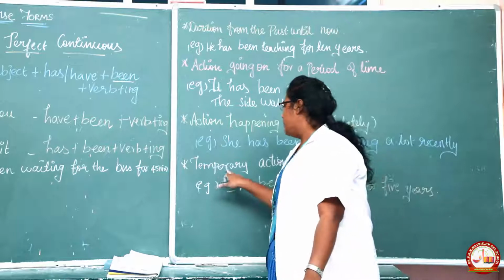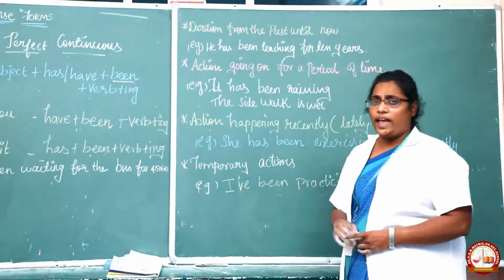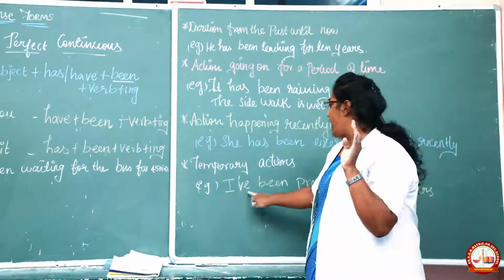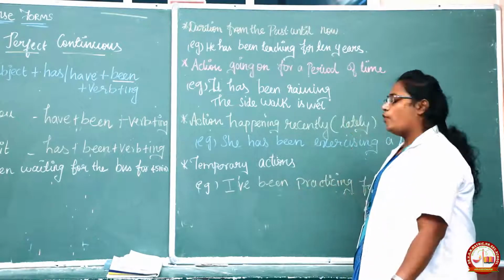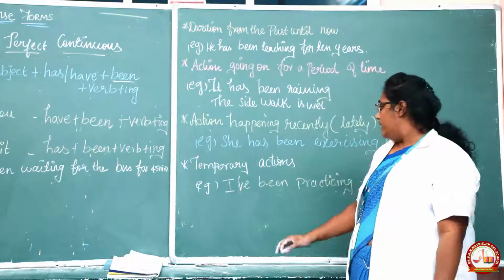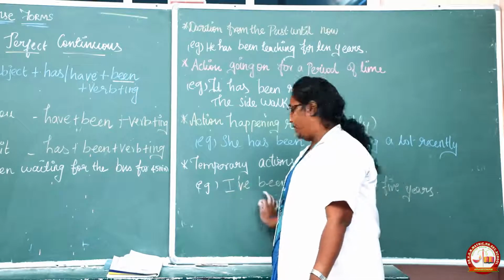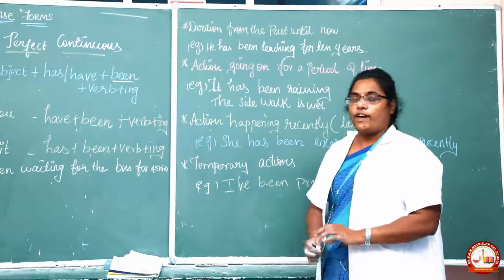And the last one is temporary action. Temporary action, it is not permanent. "I have been practicing for 5 years." It is a temporary action. "I have been practicing for 5 years."